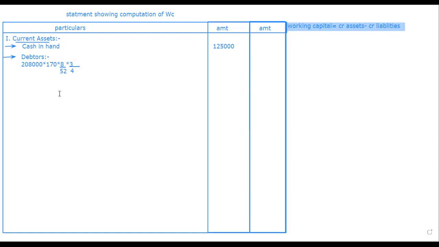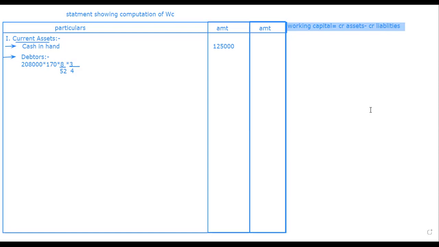So that's why 3 by 4 we are taking into consideration. So when I'm going to multiply, let me use my calculator. 2,08,000 into 1/7. So it is going to be some 35 crores, something like that.